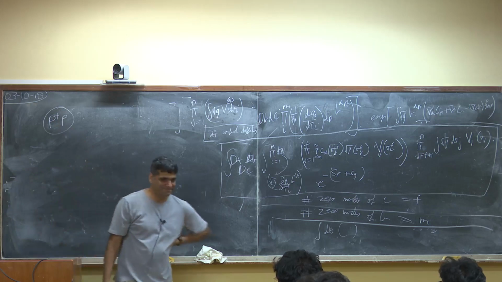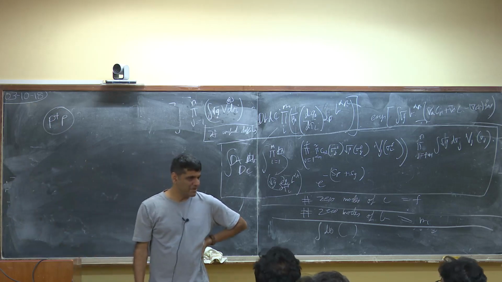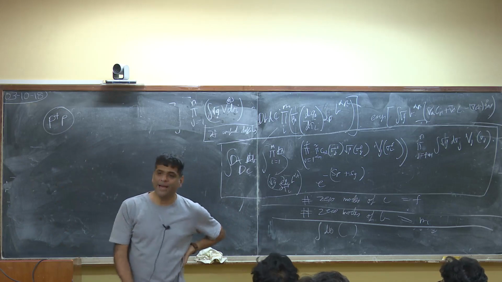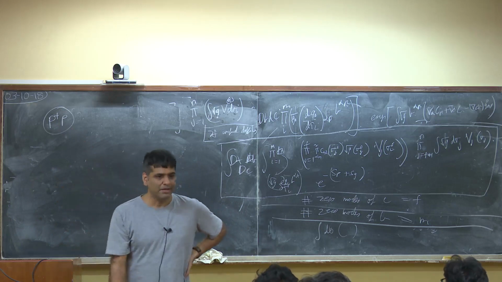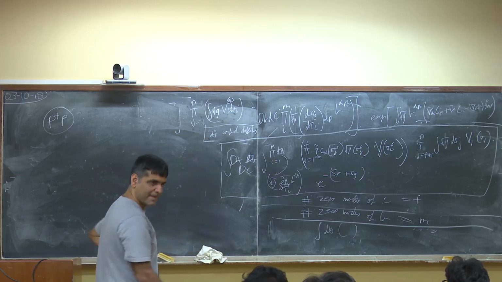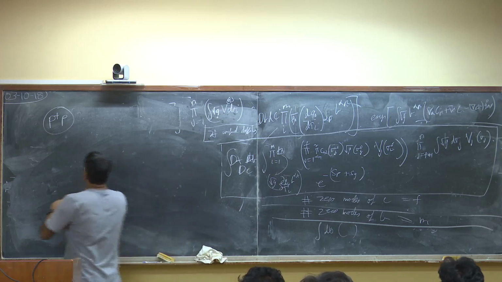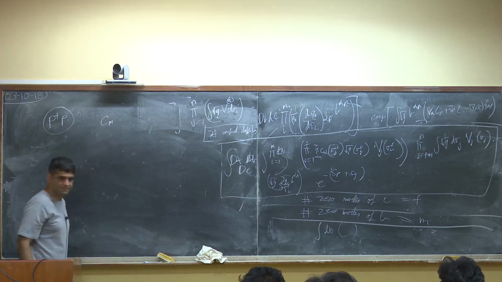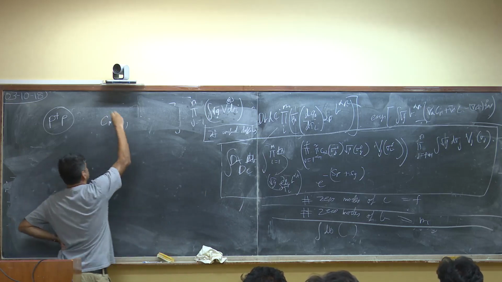Let us imagine we were on some manifold, take this operator P dagger P and diagonalize it. This operator has some eigenvectors C_m and eigenvalues lambda.